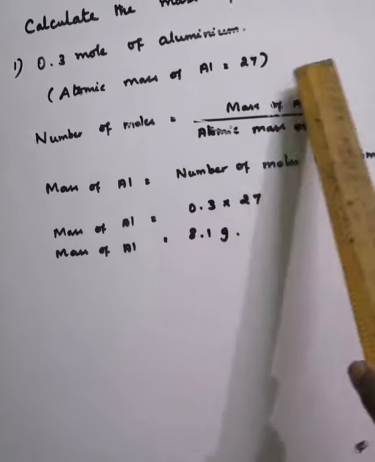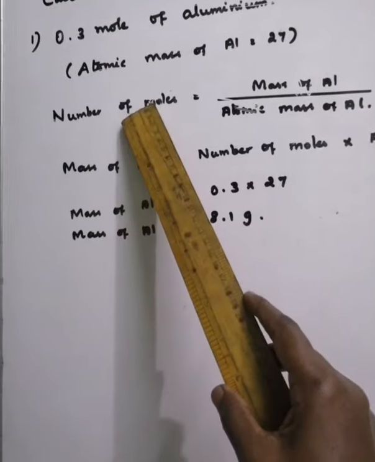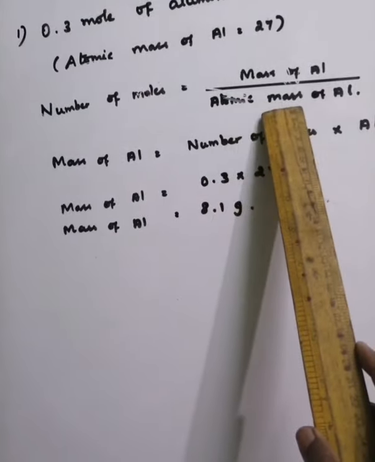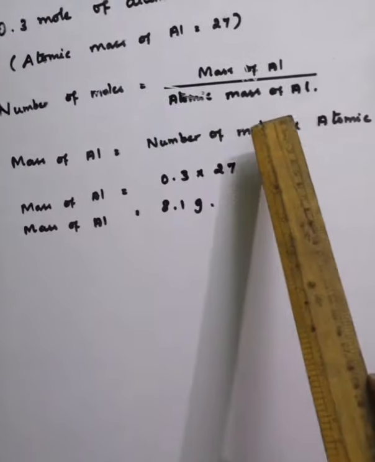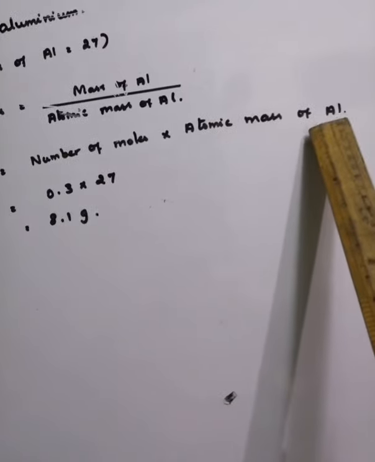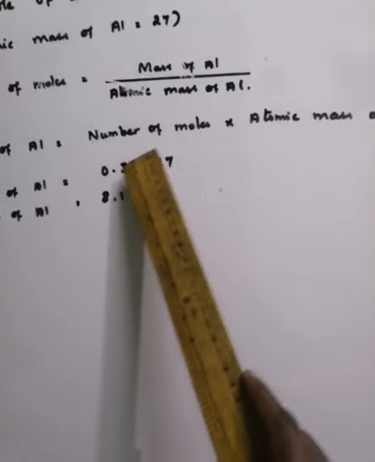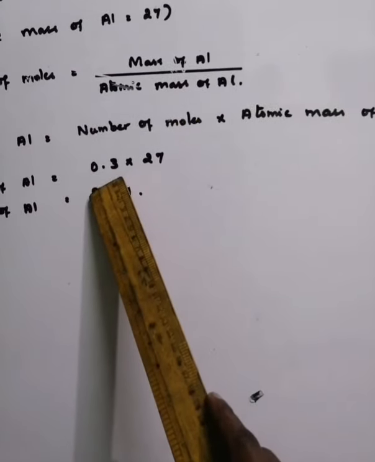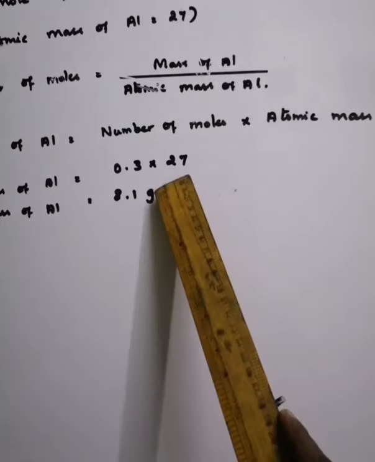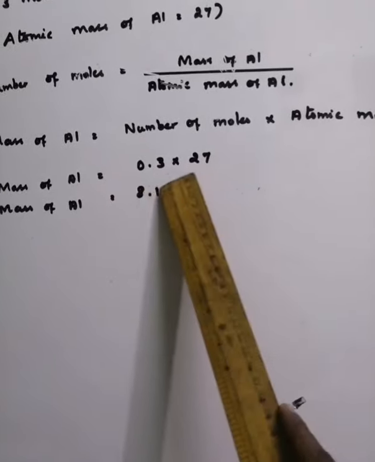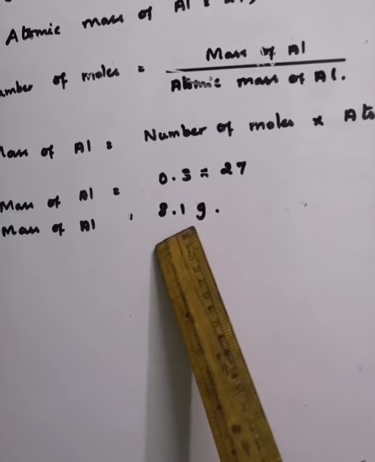So, rearranging this formula, mass of aluminium is equal to number of moles into atomic mass of aluminium. Now, mass of aluminium is equal to, what is the number of mole given in the problem? 0.3 into atomic mass of aluminium. What is that? 27. When you multiply both, you will be getting 8.1 gram.